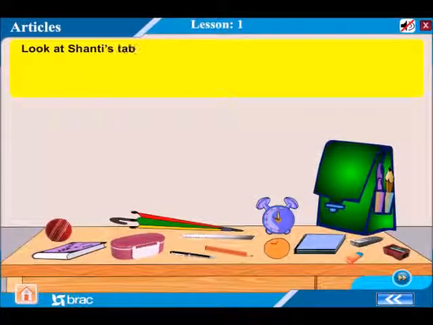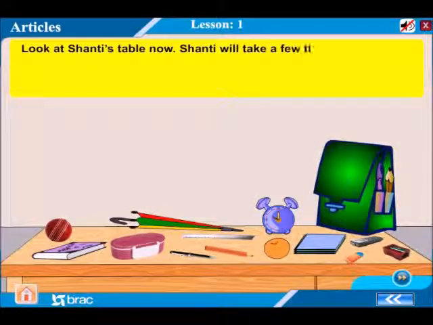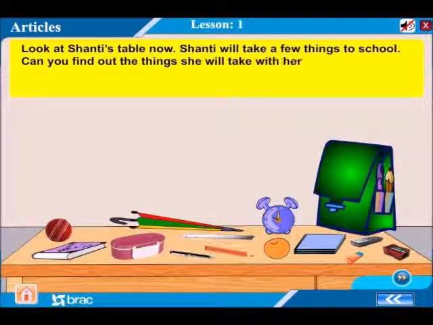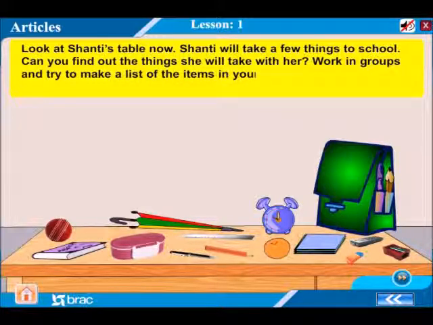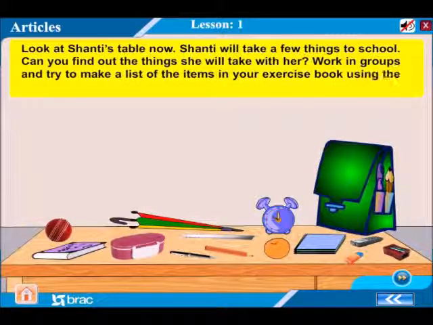Look at Shanti's table now. Shanti will take a few things to school. Can you find out the things she will take with her? Work in groups and try to make a list of the items in your exercise book using the correct articles.